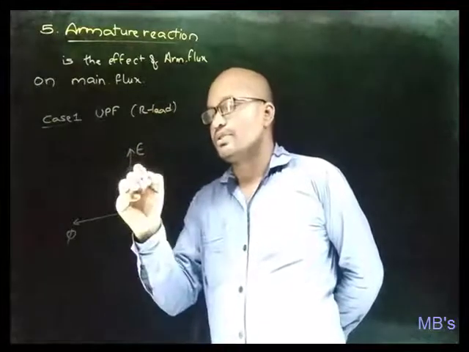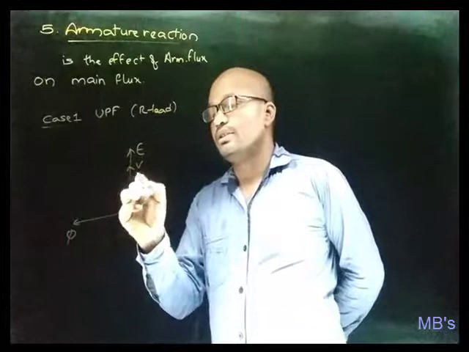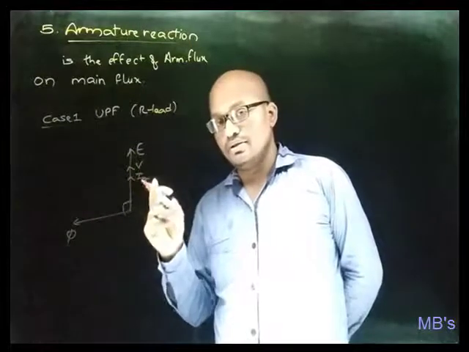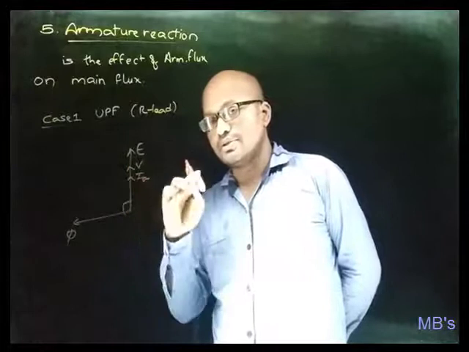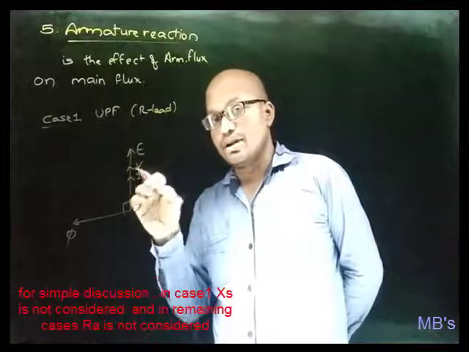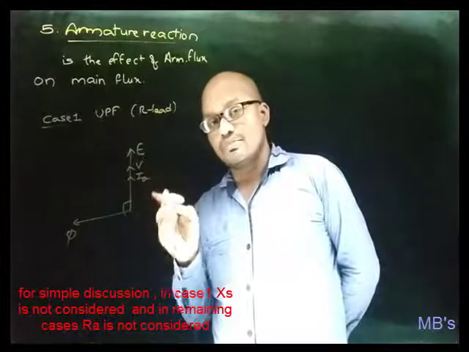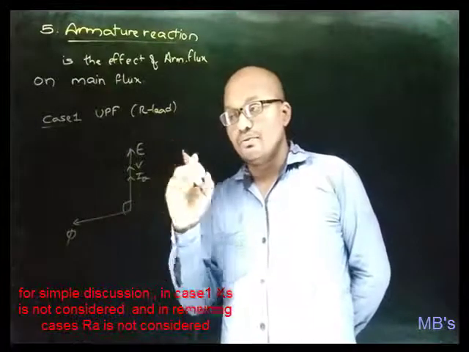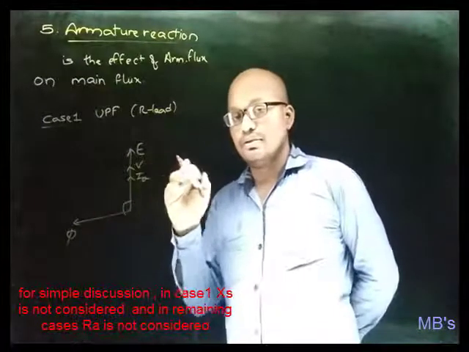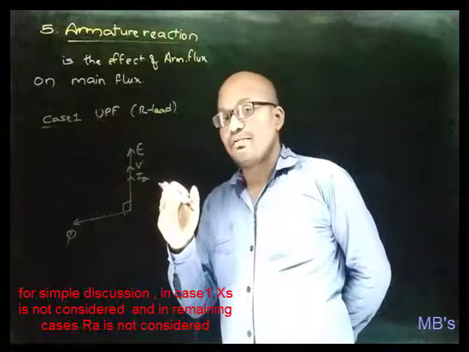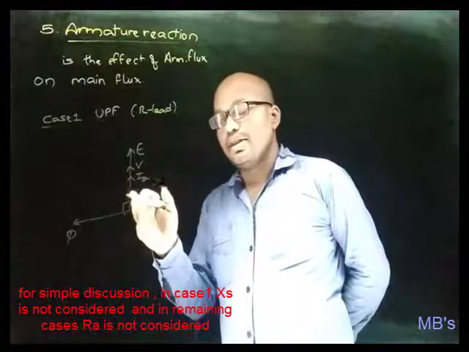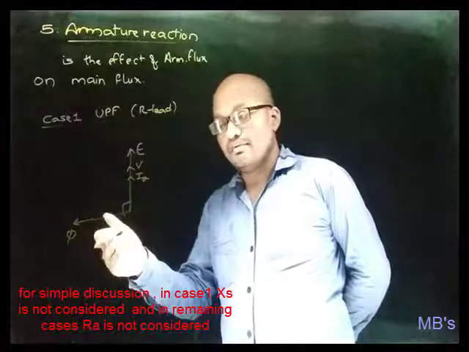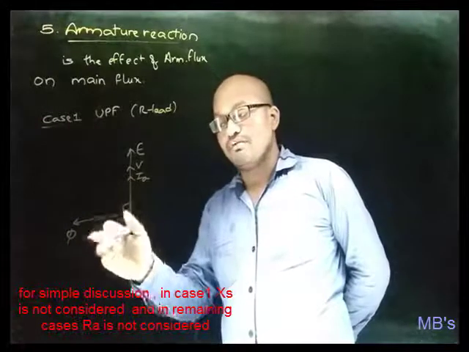So let us suppose this is the voltage and this be the current IA. When load is connected to the alternator, the alternator forms a closed circuit so that current will flow, and that current we call armature current. And when current flows in the conductor, we know that flux will be created around the conductor, and that flux may oppose the main flux, or may aid the main flux, or may distort the main flux.